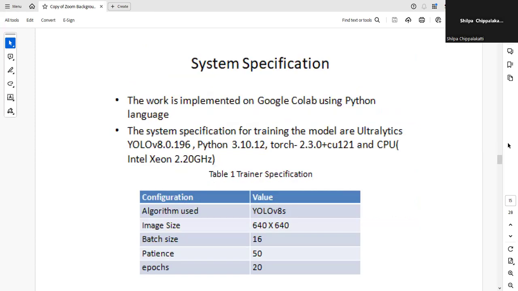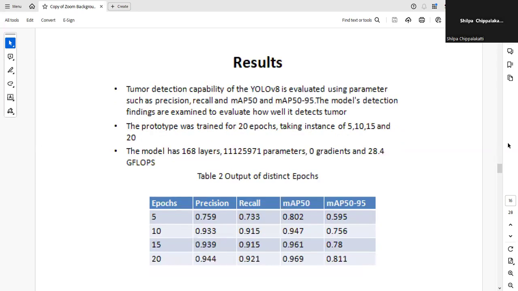So this is the system specification. What was our system specification? For the implementation of the model, we have used Google Colab with the Python language. The system specifications for training of the model are Ultralytics YOLO v8.0.196, Python 3.10.12, Torch 2.3.0 plus CU121, and CPU Intel Xeon 2.20 gigahertz. For the trainer specification, we have used the YOLO V8s model, an image size of 640 by 640, batch size of 16, patience 50, and 20 epochs.